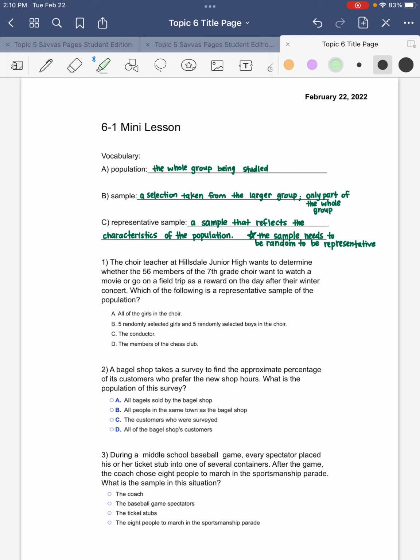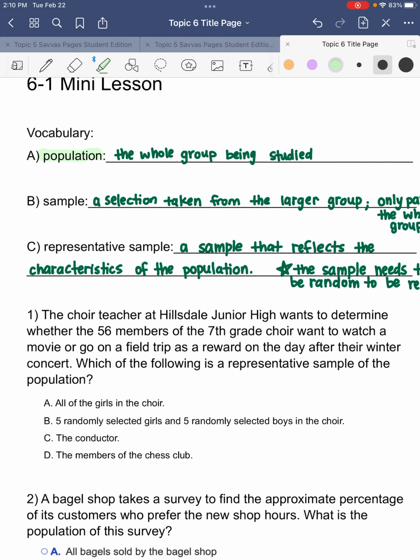The first word we talked about was population. The population is the whole group being studied. Everyone in that group is part of the population, okay?